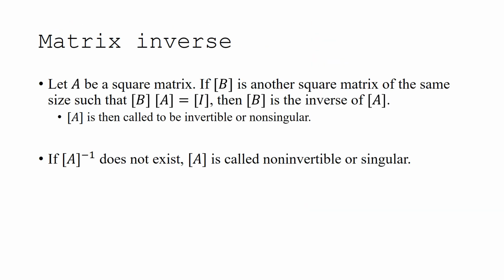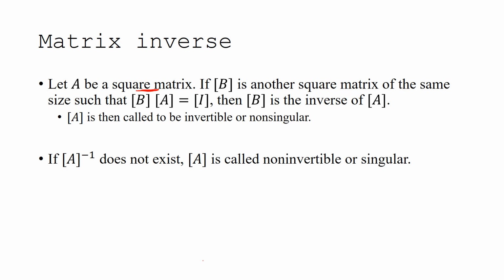Now let's talk more about the properties of a matrix inverse. By definition, a matrix inverse only exists for a square matrix. This means that if we would like to use the matrix inverse to solve for unknown parameters, we should have a number of equations equal to the number of unknowns so that we can take the inverse of A.